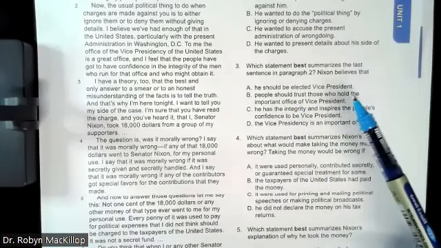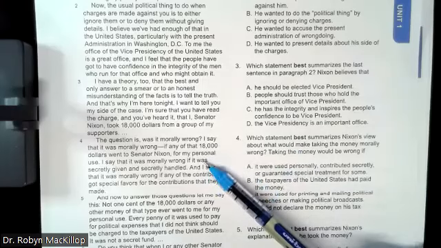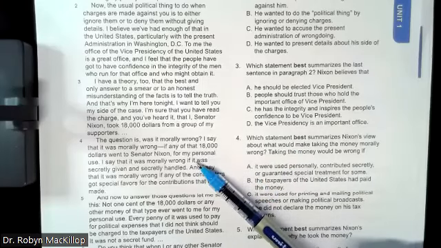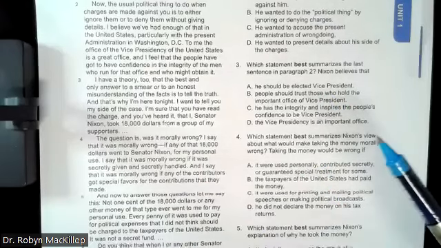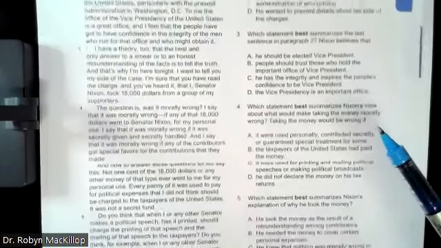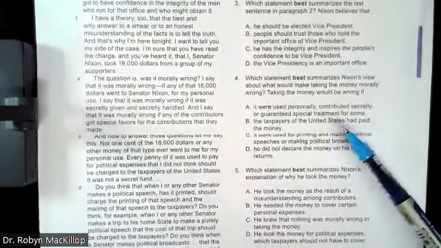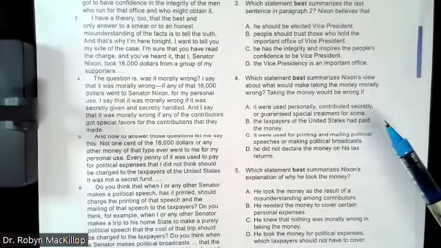And this is interesting that it was in 1952, because this could have been pulled out of the US political system in the last 20 years easily. Things have not changed very much. They've just maybe gotten a little more caustic. And then this one, which statement best summarizes Nixon's view about what would make taking the money morally wrong?